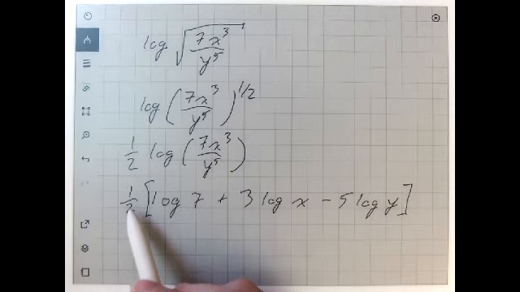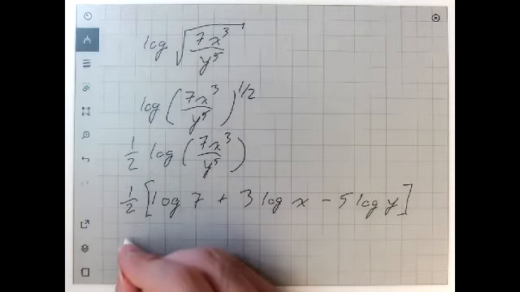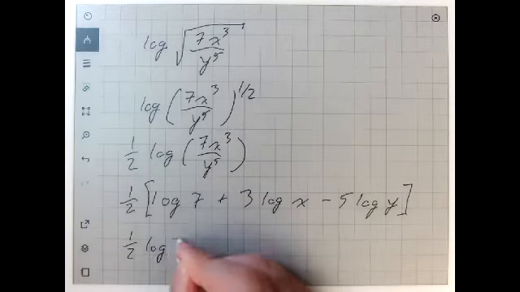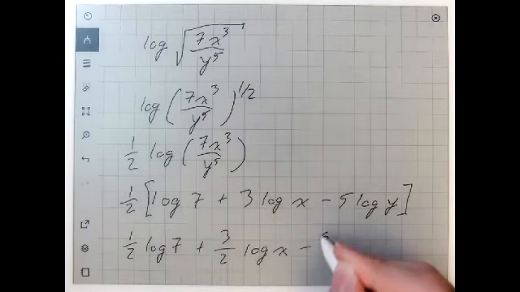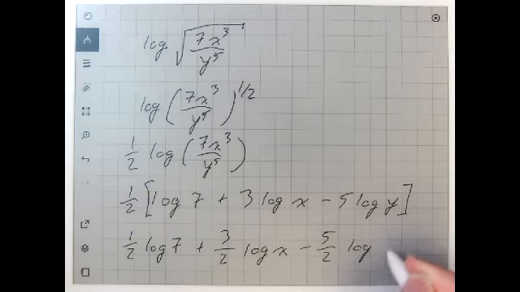Then finally, I have this 1/2 in front. I can distribute that through, and end up with 1/2 times the log of 7 plus 3/2 times the log of x minus 5/2 times the log of y. Right. So nothing really new to be scared of. Just remember those properties of fractional exponents and the property of radicals rewritten as exponents, and everything with logarithms works exactly the same.